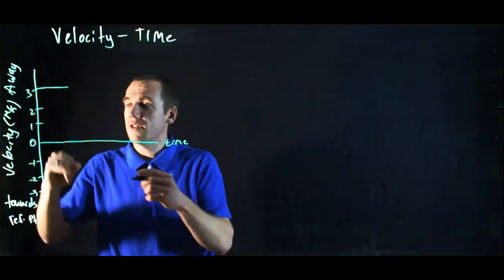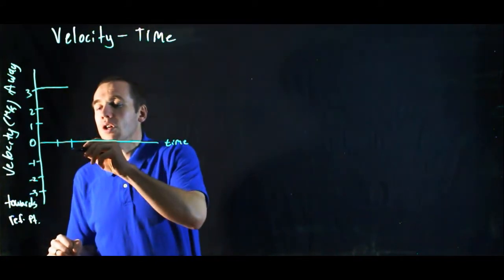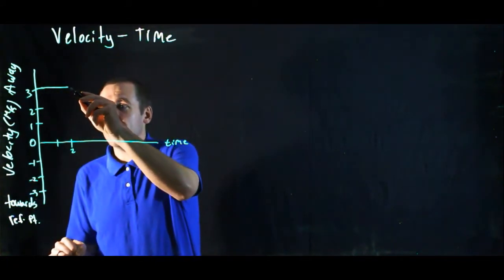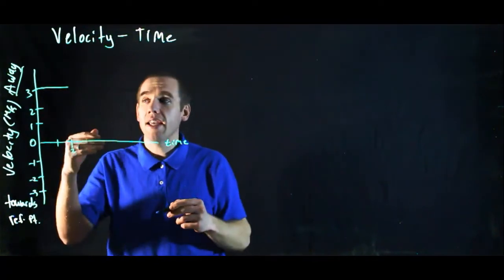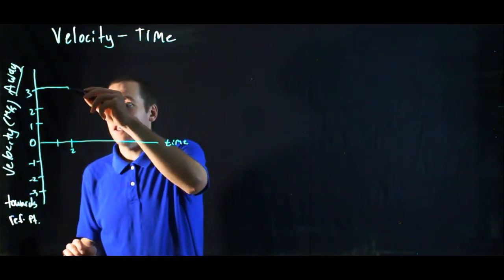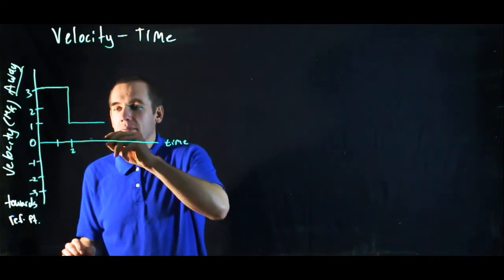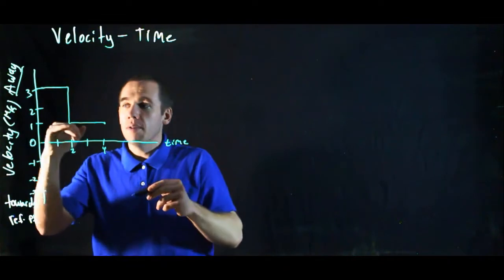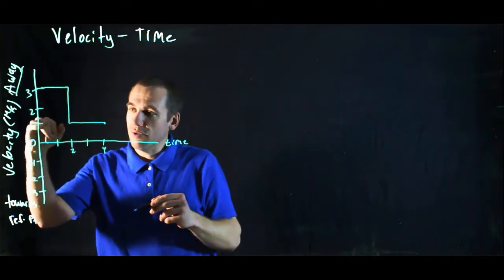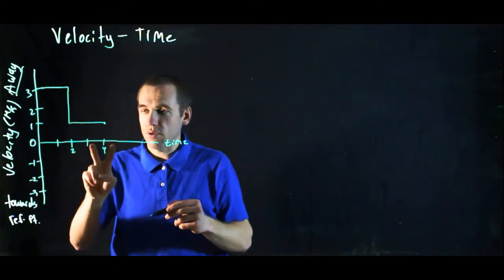So this section of this graph for those 2 seconds shows that this thing is moving at a speed of 3 meters per second in a positive direction. That means it's moving away at 3 meters per second. If it were to drop down and come like this for a couple more seconds, then what we would see is that it's still moving away, but it's doing it at a slower rate. It's moving away at 1 meter per second for those 2 seconds.